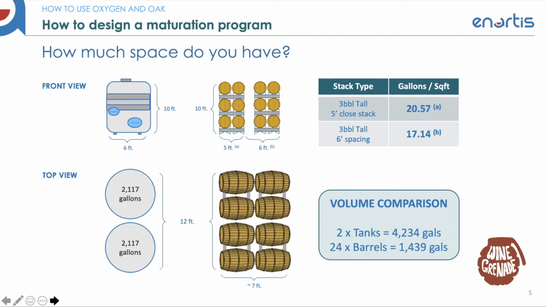Other advantages associated with aging wine in tank are less variability from vessel to vessel, easier sampling, and less laborious to manage.